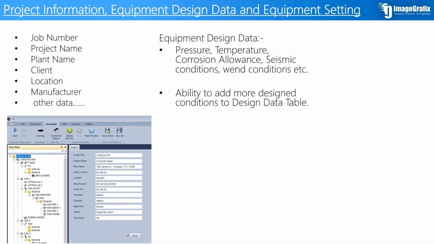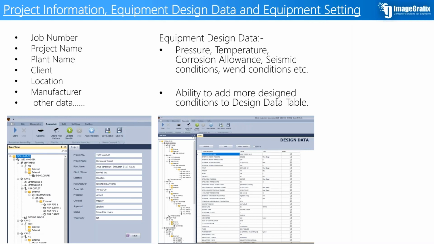The second level is the equipment level. In this level, you will define the design data of the equipment, like the construction code, design pressure, design temperature, corrosion allowance, wind, and seismic. And you have the ability to add more design conditions, and you have the ability to move or remove or edit the current data.